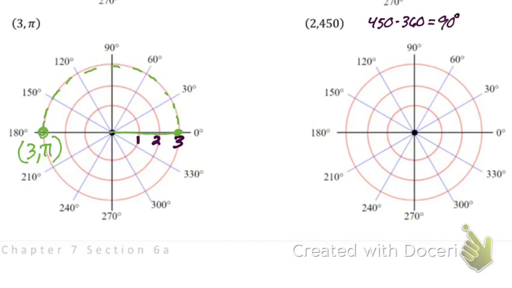So the point 450 is going to be the exact same point as 90, which means you'd go out, let's label this 1, 2, 3, -1, -2, -3. So you'd go out 2 units, and then you go up 90 degrees. So we're just going to put a point right there. And that would be 450 degrees or 90 degrees. They're both the exact same point.